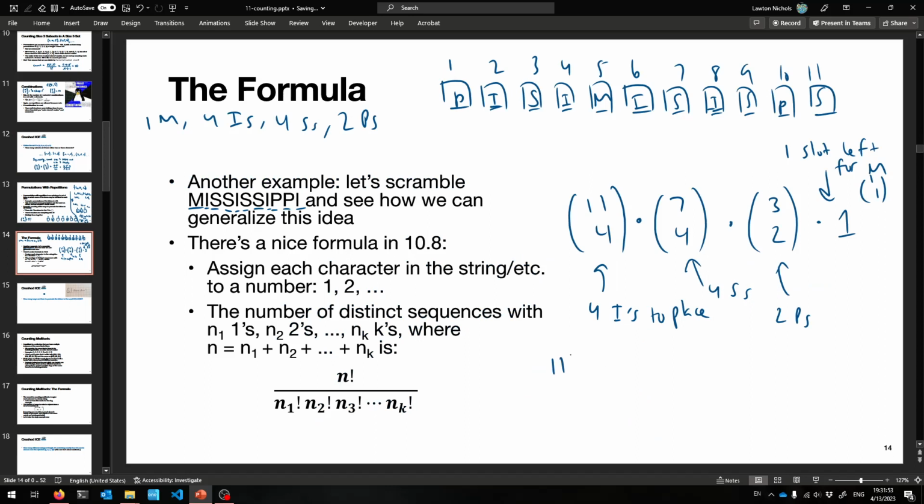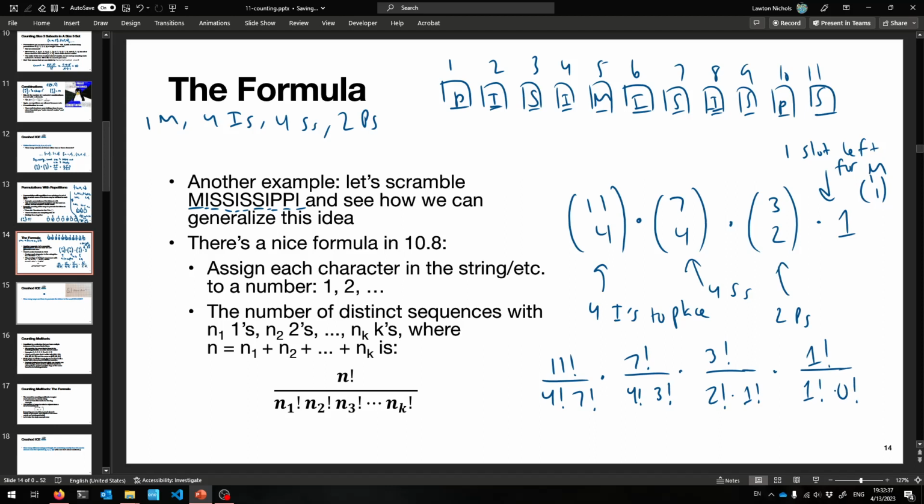This is all equal to 11 factorial over, that's just this part, 4 factorial times 11 minus 4 factorial, which is 7 factorial, right? And the next one is 7 factorial over 4 factorial times 7 minus 4 factorial, which is 3 factorial. And then this one is 3 factorial over 2 factorial times 3 minus 2 factorial, which is 1 factorial. And then this one is 1 choose 1. Yay. Which is 1 factorial over, what is it? 1 factorial times 1 minus 1 factorial, which is 0 factorial.